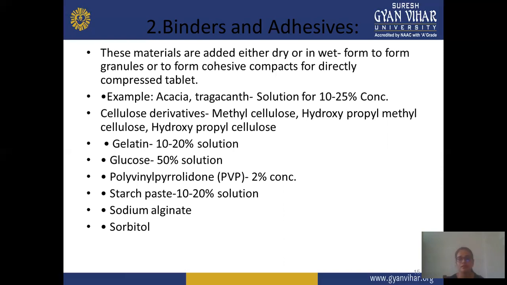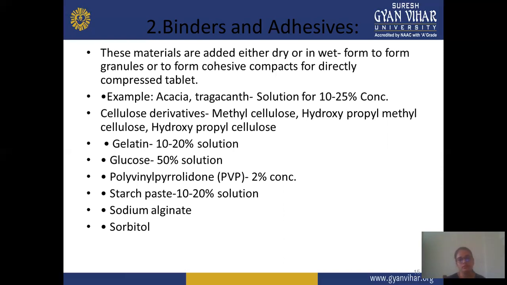Examples of binders and adhesives are acacia and tragacanth, as a 10 to 25% solution. Mainly certain derivatives of polymer or cellulose are used. In these cellulose derivatives, there are methyl cellulose, hydroxypropyl methyl cellulose, and hydroxypropyl cellulose. Use these cellulose derivatives in a specific amount; use the required amount of this binder and adhesive.